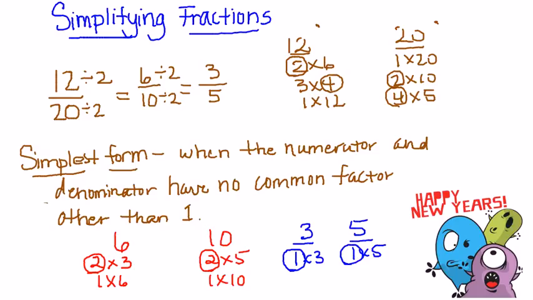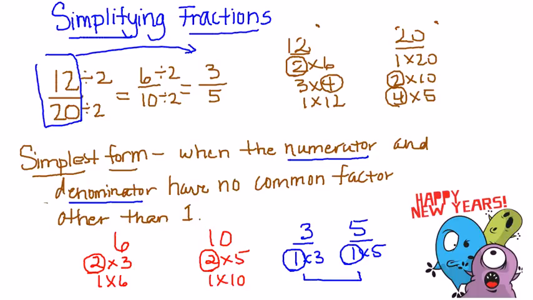When the numerator, meaning the top number, and the denominator, the bottom number, have no common factors other than 1, it's in simplest form. Look at this, right here. The only common factor is 1. So, our original fraction, 12/20ths, its simplest form is 3/5.